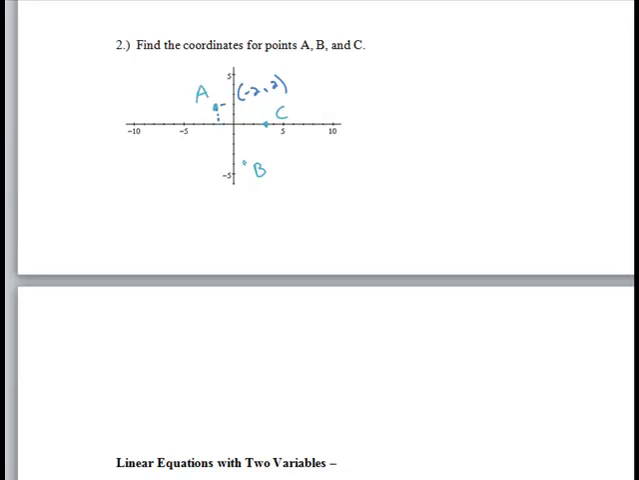Do the same thing for B. Begin with x, go straight up to x, it gives us positive 1. Go straight over to the y-axis, negative 4. So B is at the point (1, -4). And C lies on the x-axis at the value 3, the y-coordinate 0, which once again, if it lies on an axis, it does not lie in any quadrant.